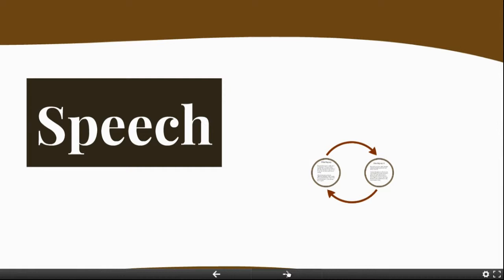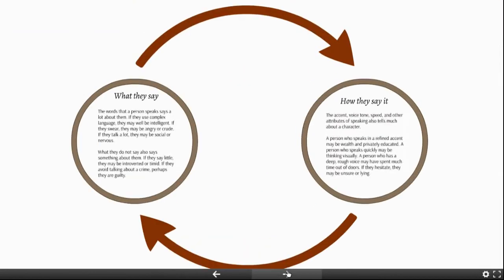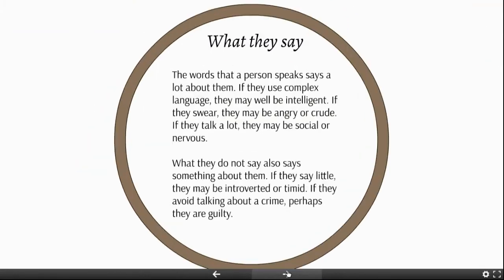STEAL. The first is speech. We can learn a lot about a character through their speech. One way is through what they say. The words that a person speaks tells us a lot about them. Their vocabulary can tell us how well educated they might be. If they swear a lot, that tells me that they're kind of crass and crude. If they talk a lot, well, maybe they talk a lot because they're nervous. Maybe they talk a lot because they're just very outgoing.